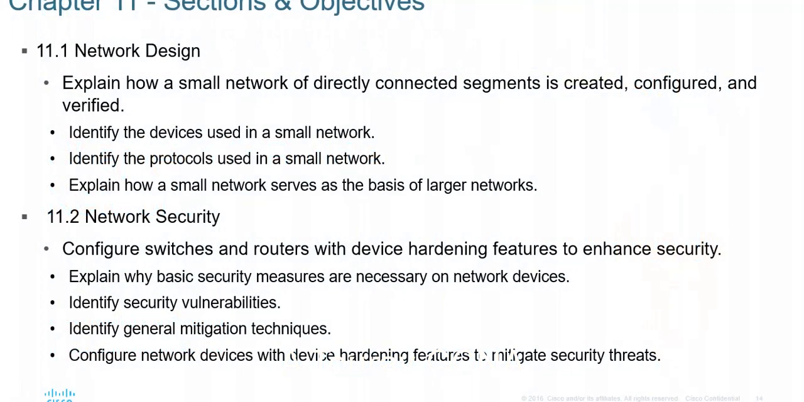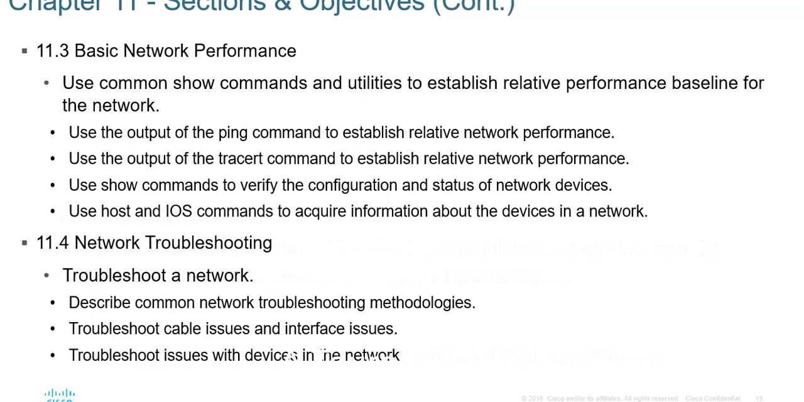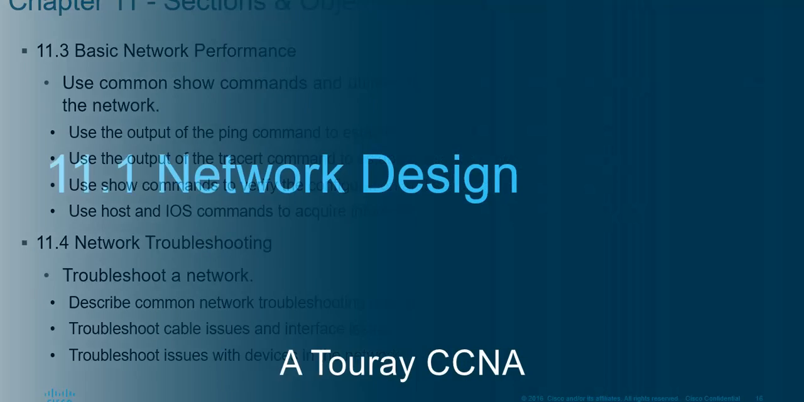So part of the objectives of this chapter is that we talk about the network design itself, and then we talk about network security, we talk about basic network performance, and then we talk about network troubleshooting. So these are the four parts that we're going to discuss today, and I am sure that you guys have this already, so we can start from there.